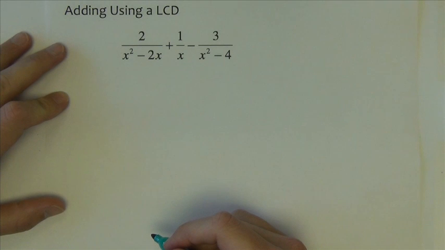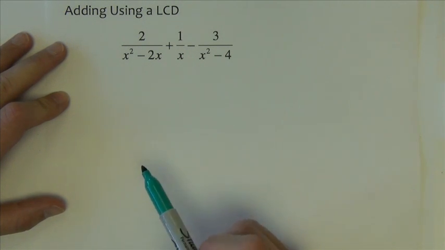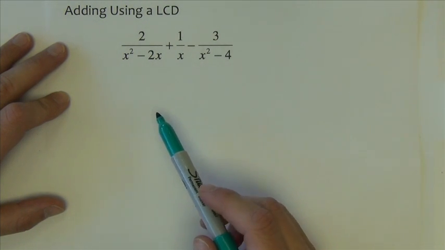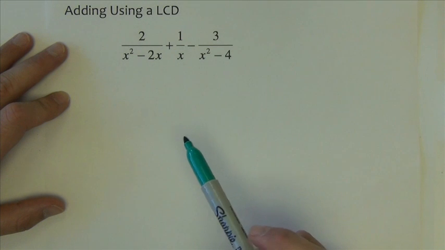Okay, another example of adding or subtracting fractions. So it's adding using an LCD, standing for least common denominator. We kind of did that in the last problem. I just didn't talk about it like that. I just kind of did a shortcut, I guess.